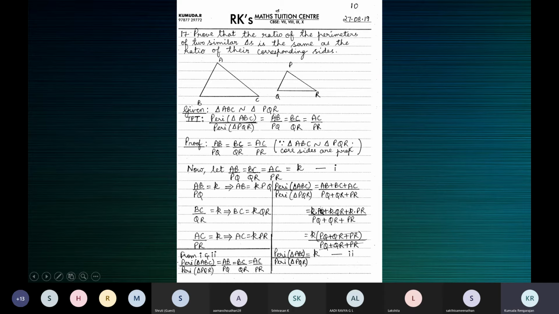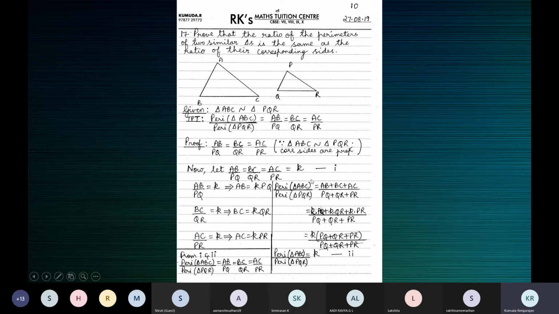So now, these two triangles are similar to each other, ABC is similar to PQR. We need to prove that the perimeter of ABC by the perimeter of PQR is equal to the ratio of the corresponding sides, AB by PQ or BC by QR or AC by PR. This is what we have to prove. Now let each of these ratios be equal to K.